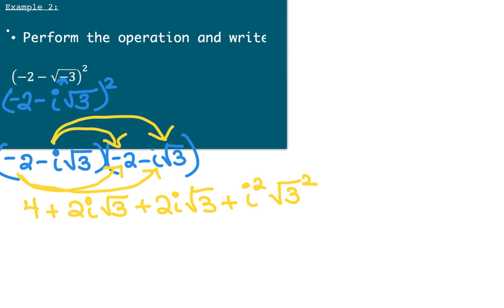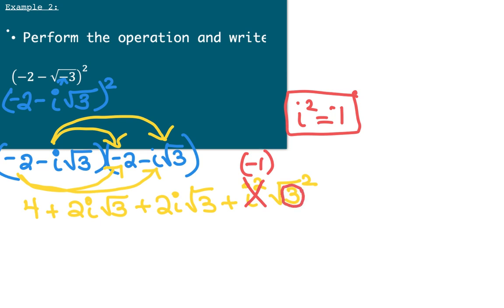So a few things here to think about. I have i squared, which is always equal to -1. So I'm going to replace that with -1. And anytime I square a square root, I get the number out of the square root that is in there. Because I'm squaring a square root, I get the number out. So this is just going to become 3. So I get rid of that radical sign there.